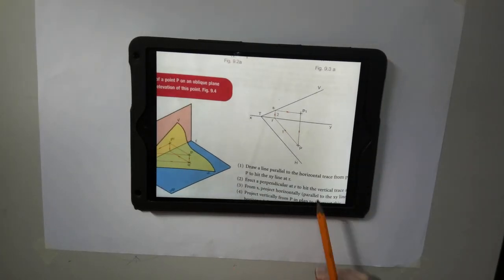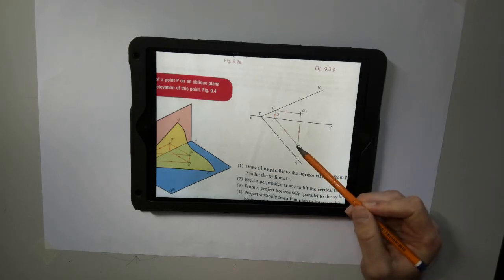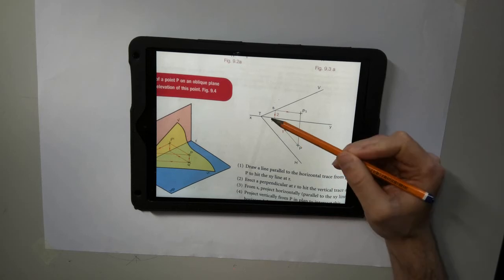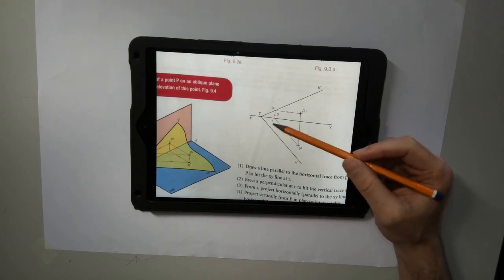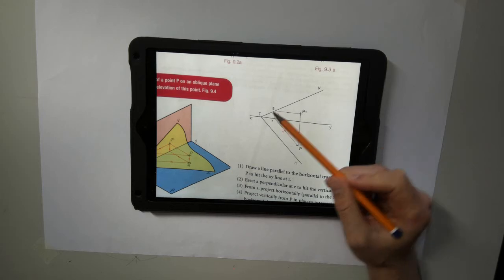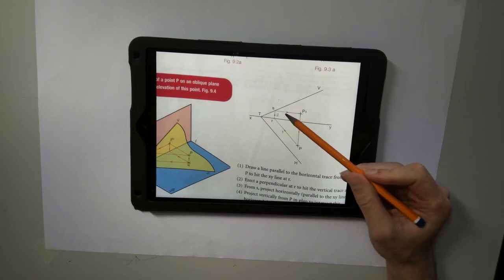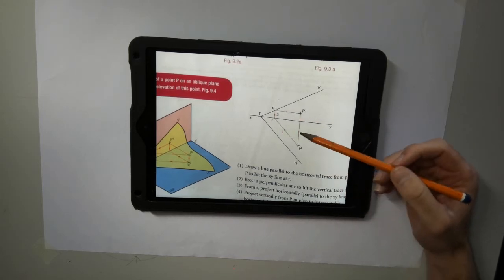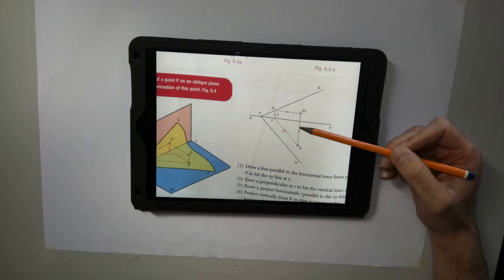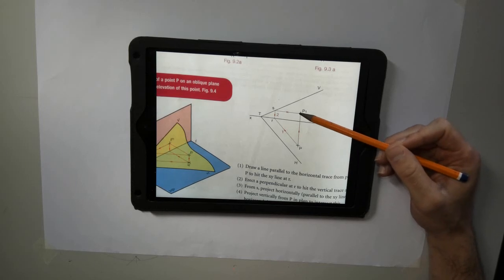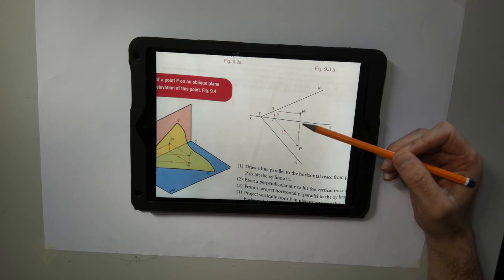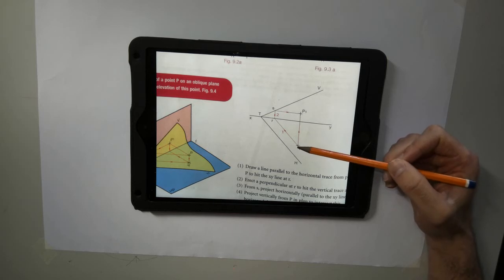So for the actual solution of the question, you can see point P here. How do we find an elevation? We take it along parallel to the horizontal trace. We take it straight up to hit our vertical trace and across, and just like in our general orthographic projection, our point goes straight up, and that's where it is in elevation. That's the height of our point in elevation. That's how far out it is in plan.